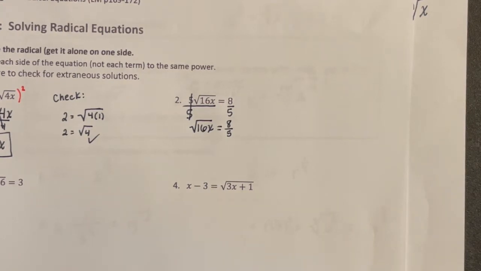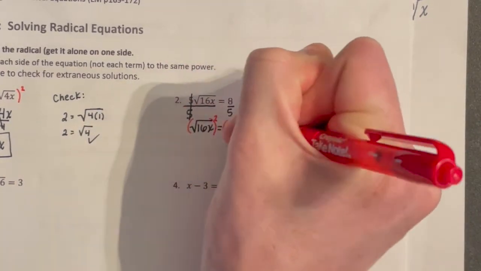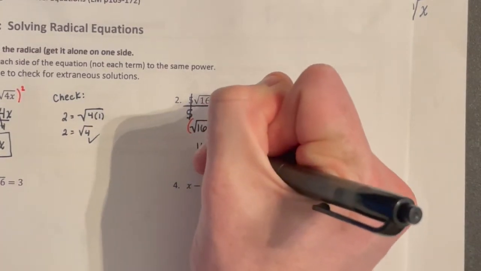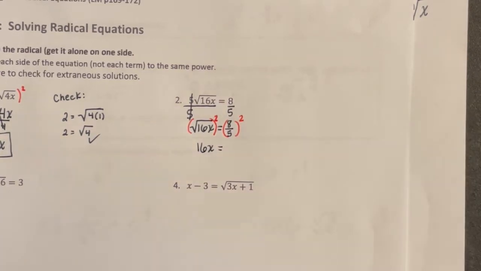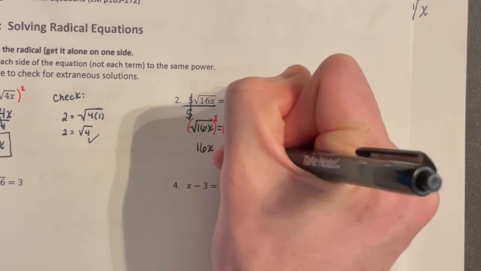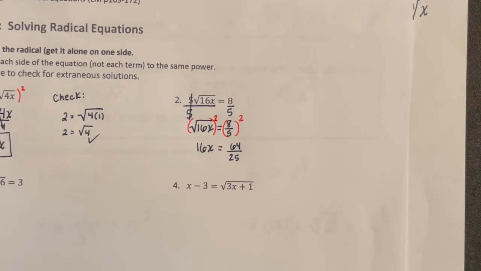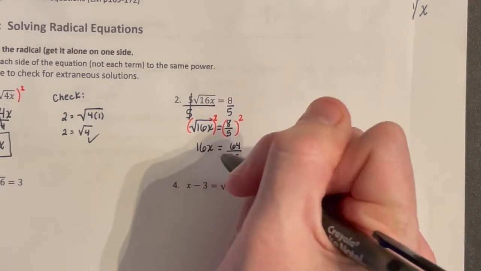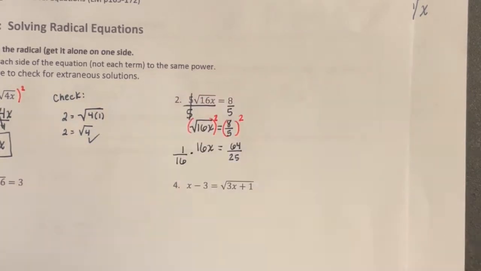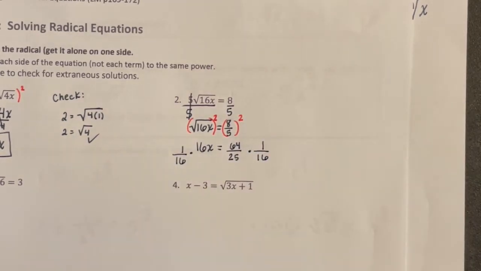But we want to get rid of our radical. We undo a radical by squaring both sides. If I square the square root, that cancels out, so that leaves me with just 16x. But then we square a fraction. So 8 squared is 64, and 5 squared is 25. So I get 64 over 25. We can divide by 16. We can also multiply by 1/16. That makes this a little bit easier.